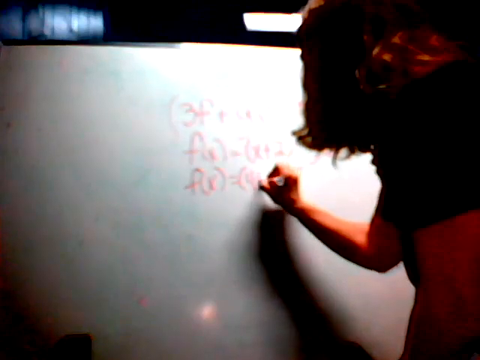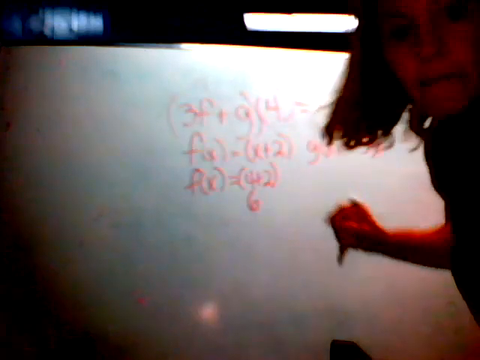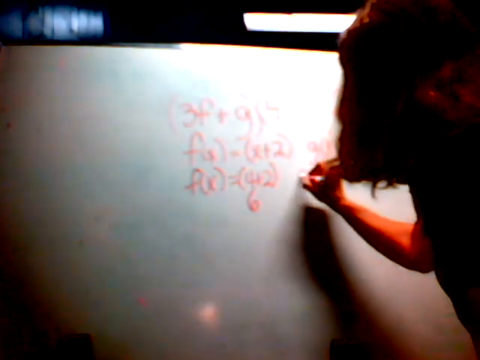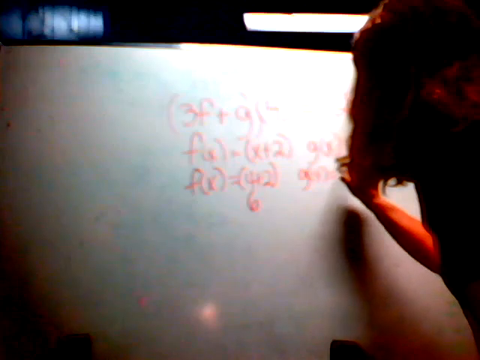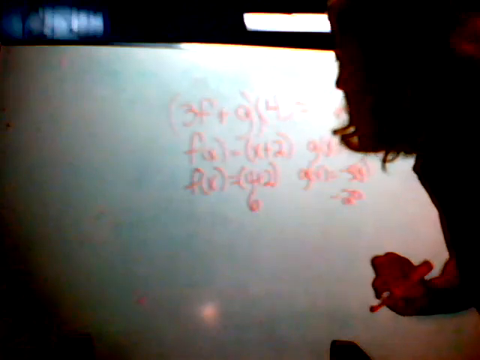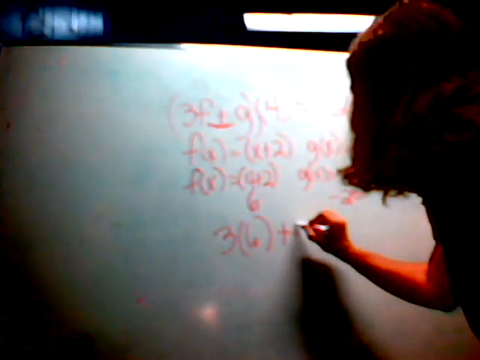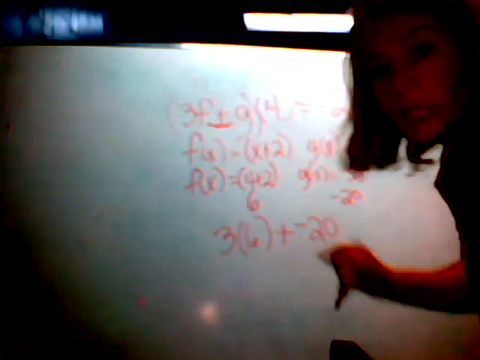So my f of x is equal to 4 plus 2, which is just 6. My g of x function, when I plug in 4, is going to be negative 5 times 4, or negative 20. Okay? Now, we can't forget we need to multiply my f function by 3. So I'm going to take 3 times my output plus, because I'm adding the functions together, my negative 20, because I only have one g function.